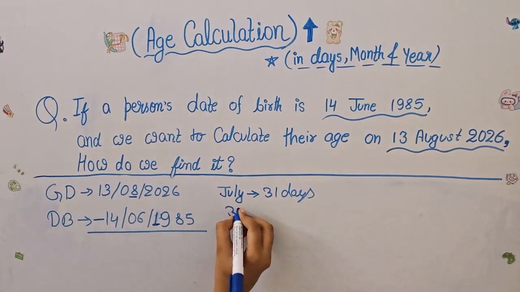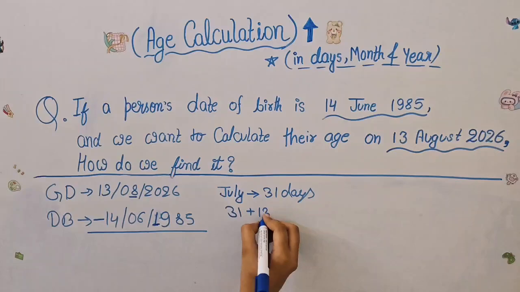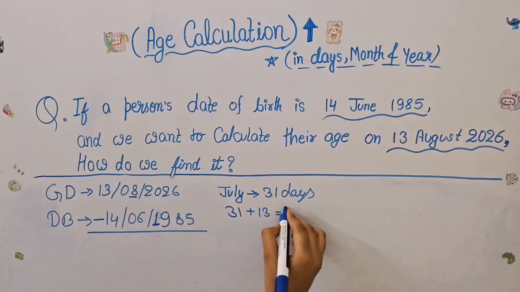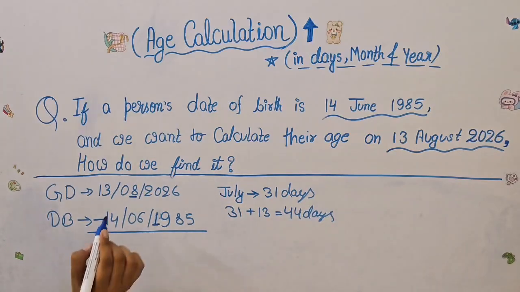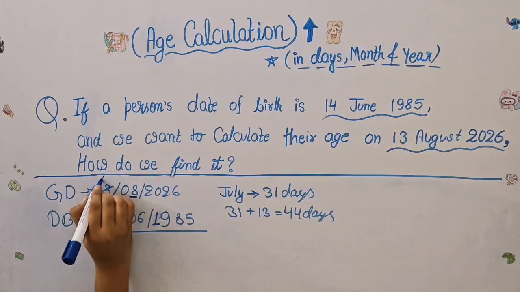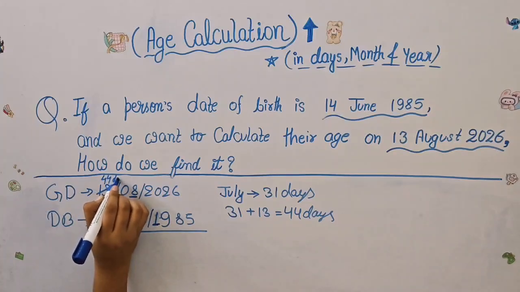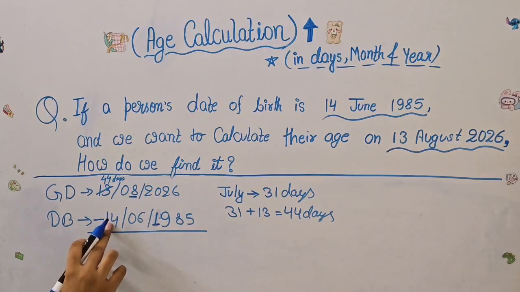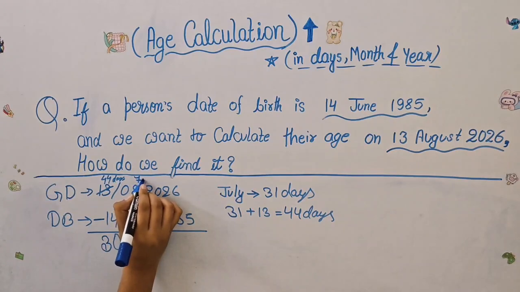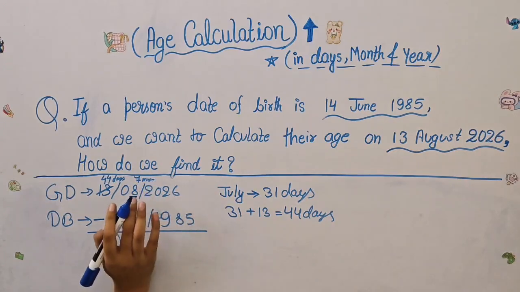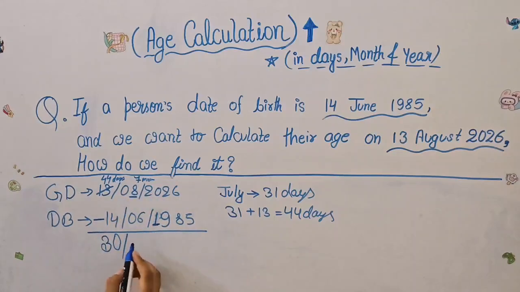31 plus 13 is 44 days. So in place of this 13, we have 44 days. If we subtract 14 from 44, we will get 30 days. And now only 7 months are present, so if we subtract 6 from 7, we will get 1 month.